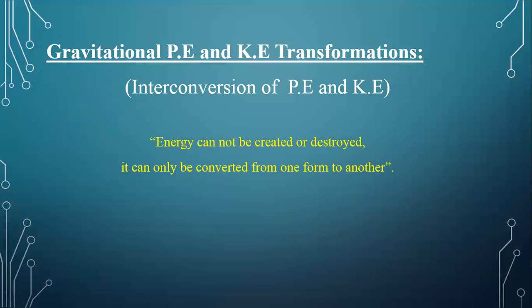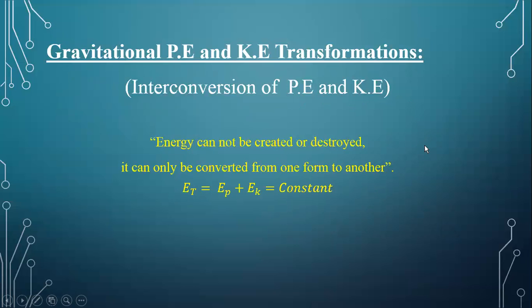Potential energy can be changed to kinetic energy, and kinetic energy can be changed to potential energy, but the total energy of the system will remain the same. Hence, energy cannot be created nor destroyed, but can be changed from one form to another. In this equation, ET is the total amount of energy, which is equal to the sum of its potential plus kinetic energy, and it remains the same. So this is called interconversion of potential energy and kinetic energy.